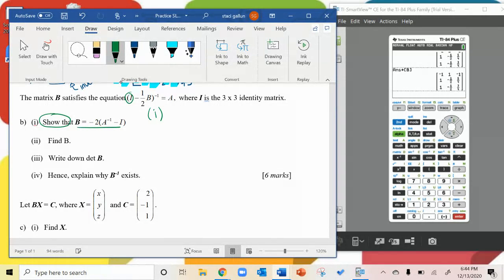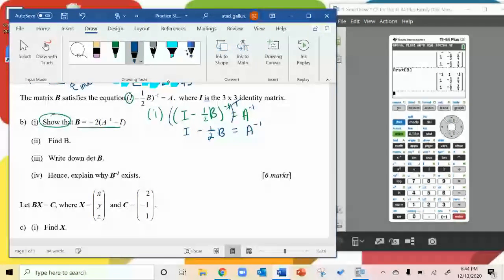Here's I. So I'm starting with I minus 1/2 B inverse equals A. I need to get B by itself. If you take the inverse and then take the inverse again, I'll have isolated it. So I'm going to take the inverse of both sides. That's going to cancel out, like squaring and square rooting. So now I've got the identity matrix minus 1/2 B equals A inverse.